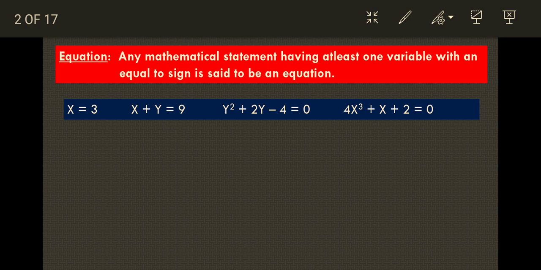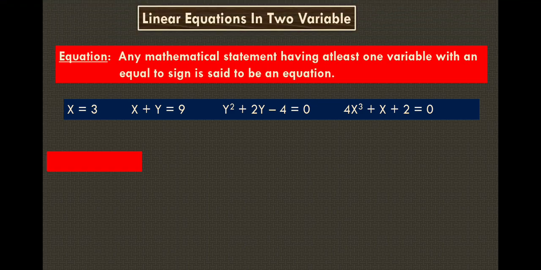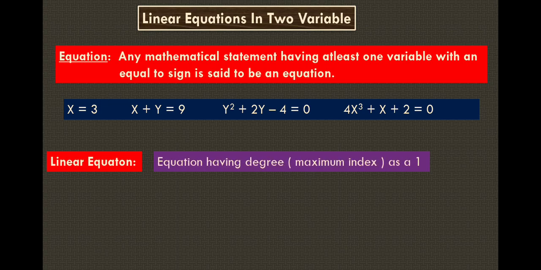Next, linear equation. An equation having degree 1. Degree means maximum index. So an equation having maximum index 1 is said to be a linear equation. Again, let us understand with some examples: x equal to 3, x plus y equal to 9.